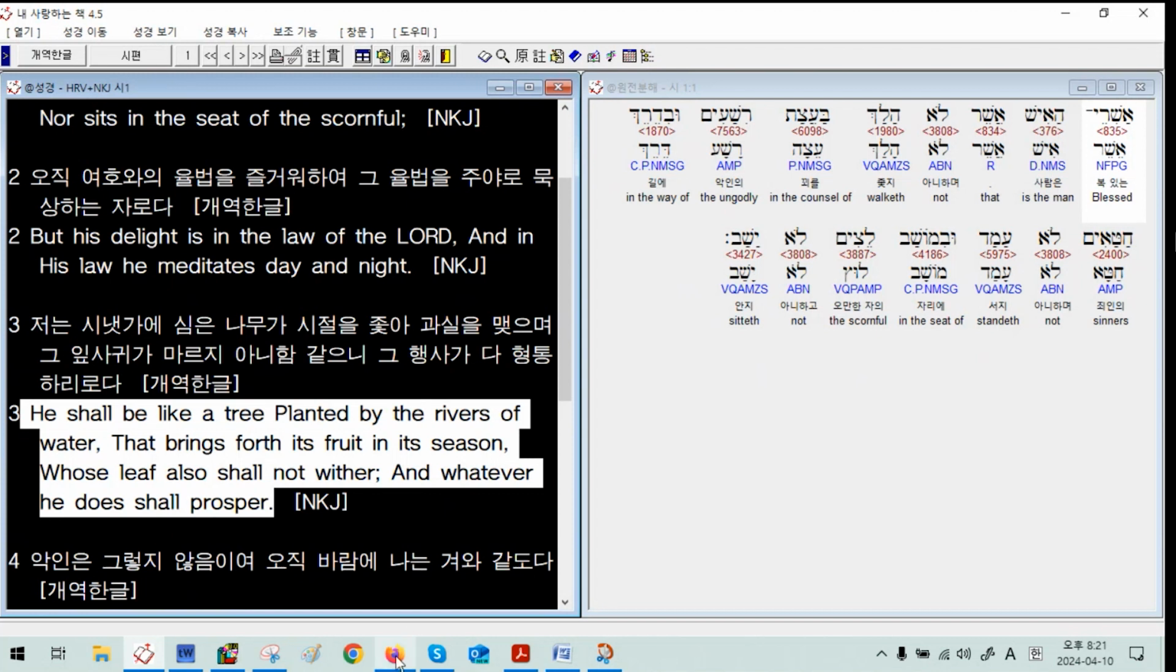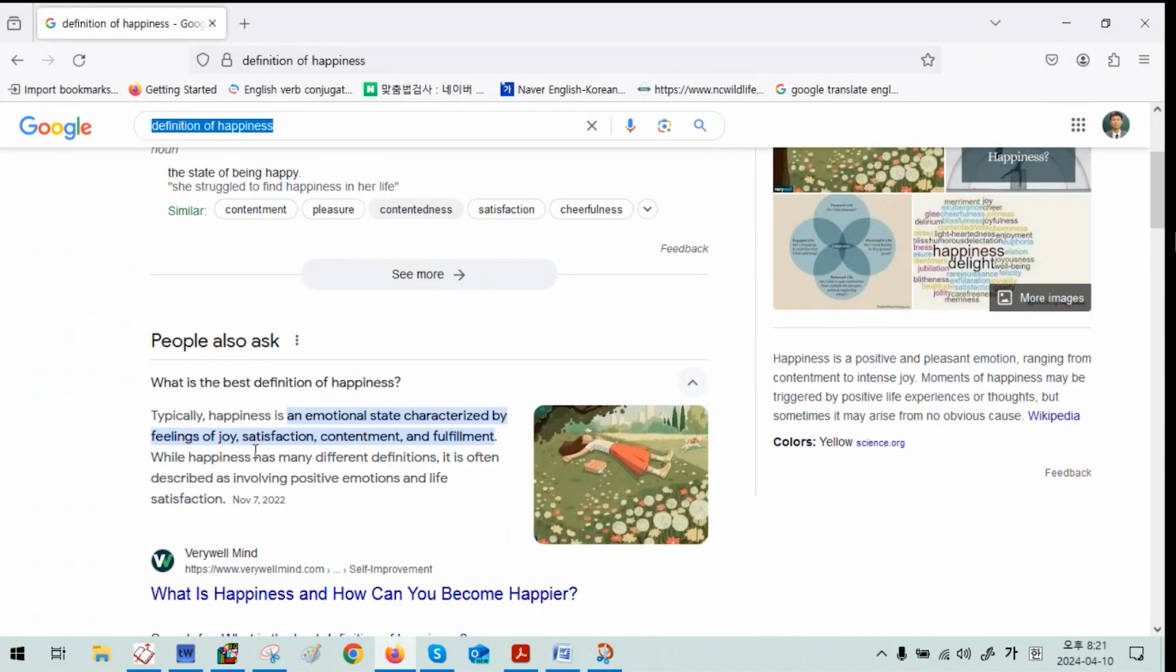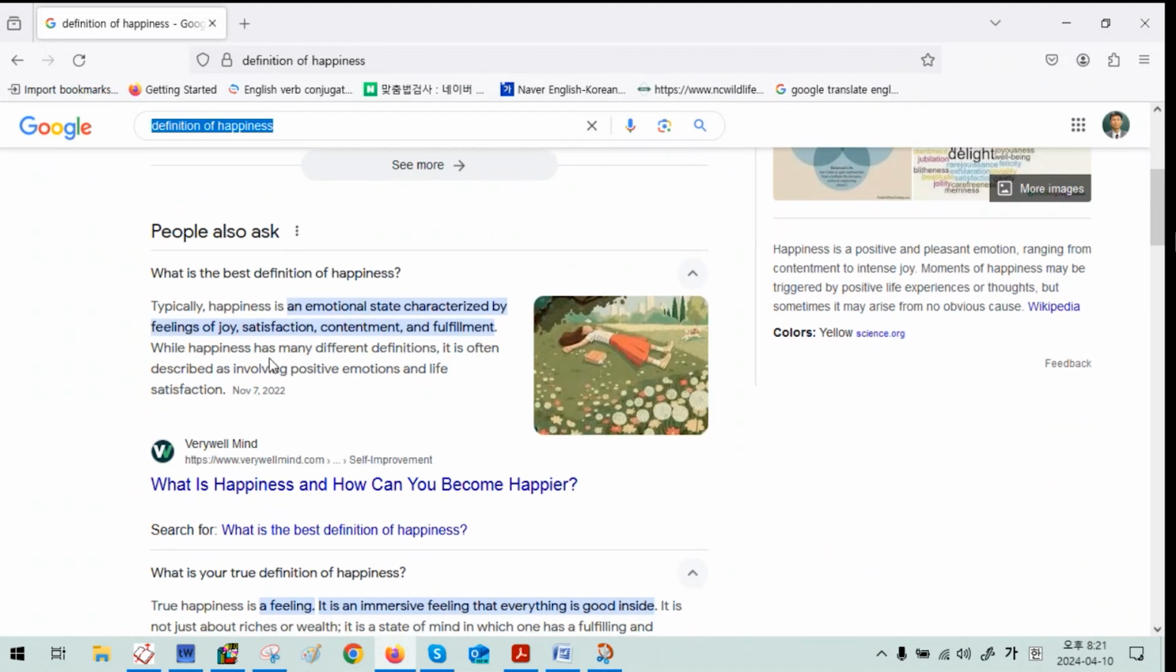That's why I looked at the internet and typed the definition of happiness in the dictionary. They're talking about the state of being happy. And then, what is the best definition of happiness? The internet shows that typically happiness is an emotional state characterized by feelings of joy, satisfaction, contentment, and fulfillment. While happiness has many different definitions, it is often described as involving positive emotion and life satisfaction. That is man's happy. Human beings' happy I'm talking about.